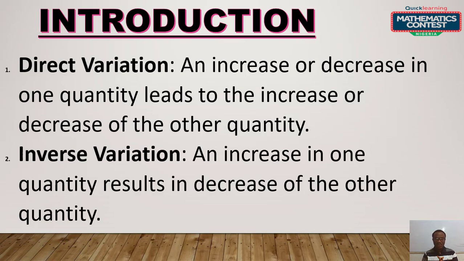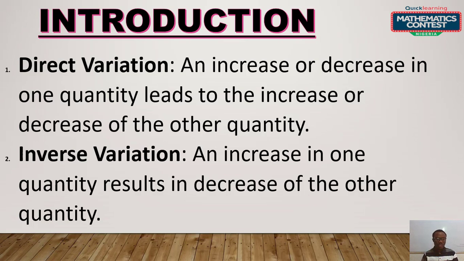Let's start with the direct variation. As the name implies, an increase or decrease in one quantity leads to an increase or decrease in the other quantity. For instance, if we have quantity A and it increases, and this increase in quantity A causes a resultant increase in quantity B, this kind of variation is what we call direct variation. The other way around too, if there is a decrease in quantity A and it results in a decrease in quantity B, this is also direct variation.